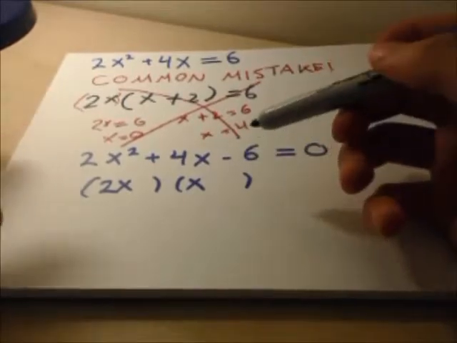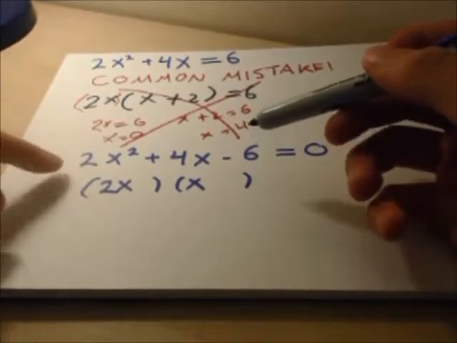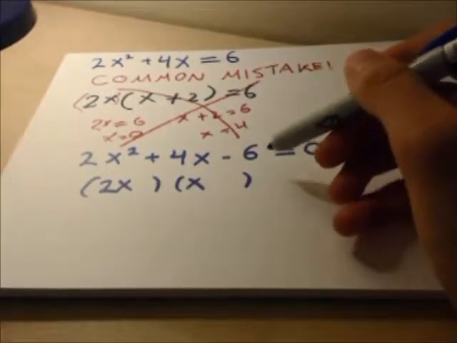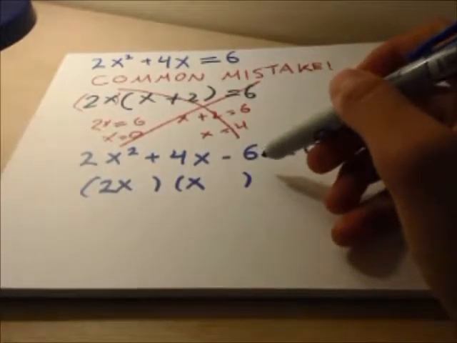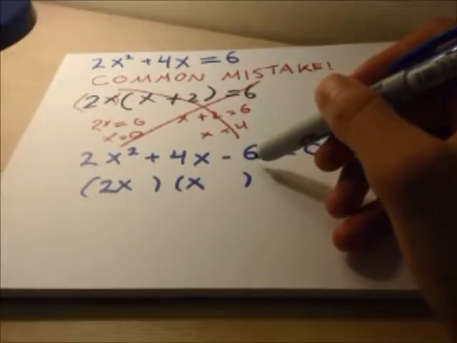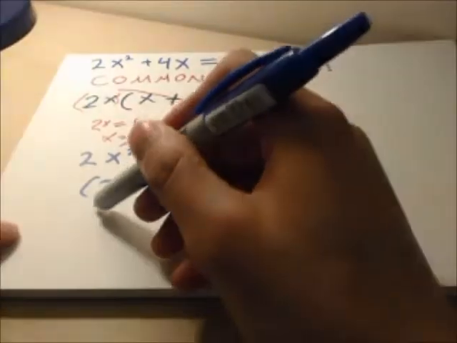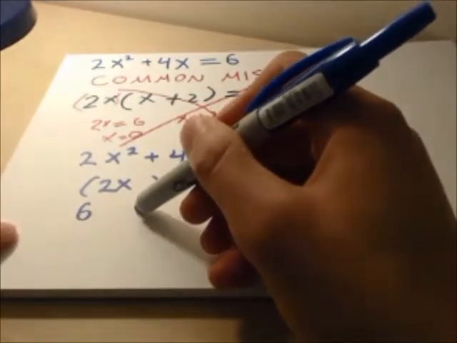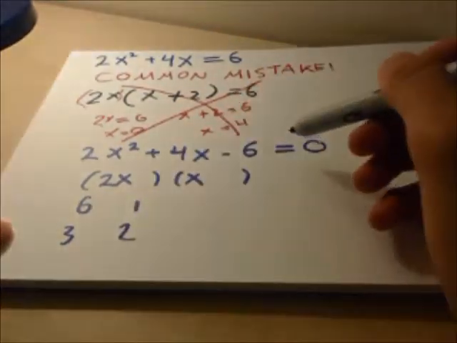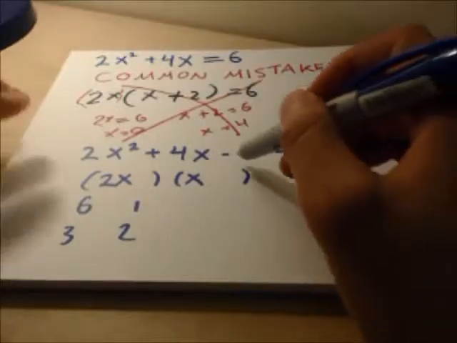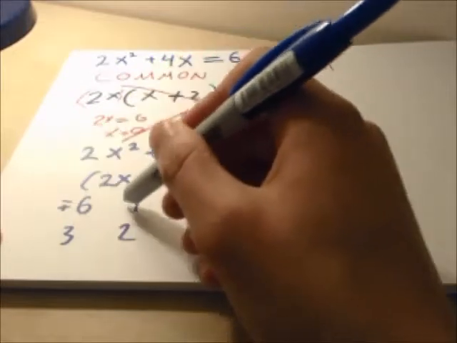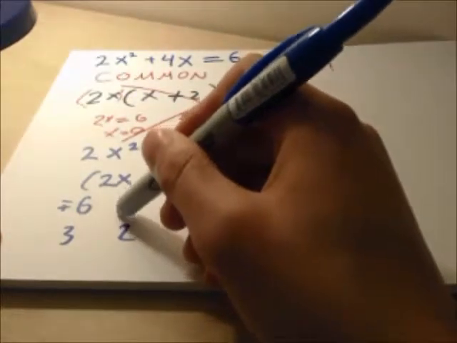So yeah, I know for a fact that to get 2x squared we need 2x and then x, so that's easy. But for this side we need to think of two numbers that multiply to minus 6. We actually got two options. We've got either 6 and 1, or we've got 3 and 2. And to get negative, that means both signs have to be different, so either positive and minus, or minus and positive.